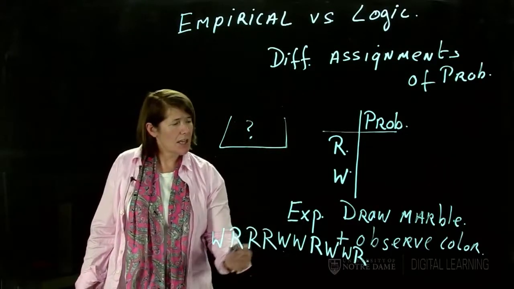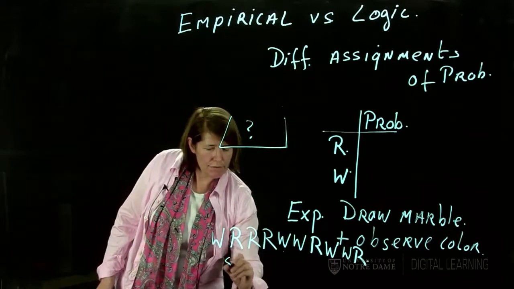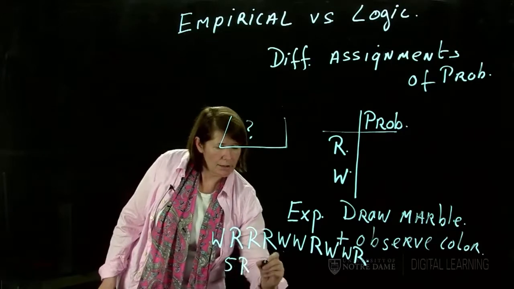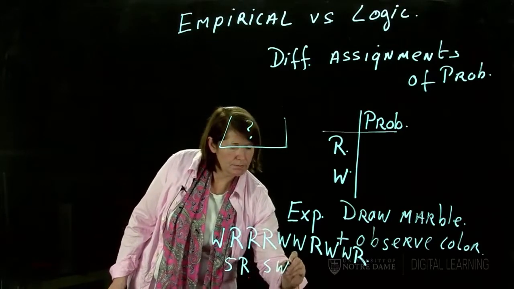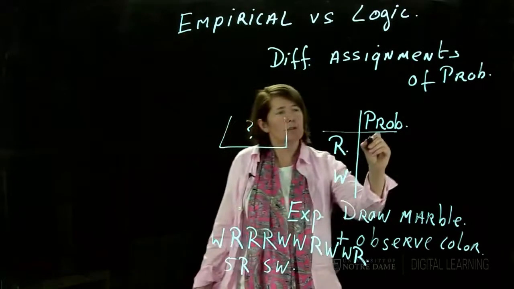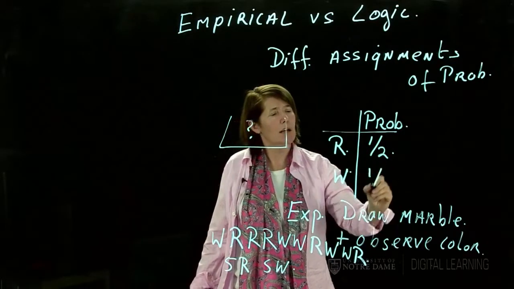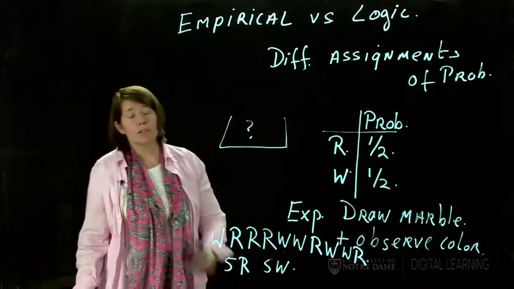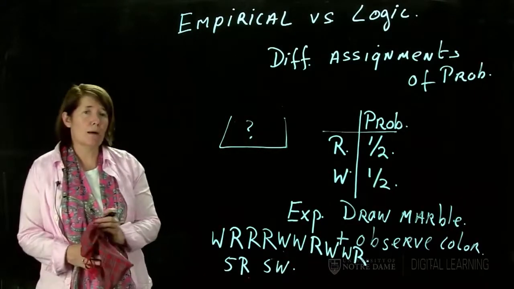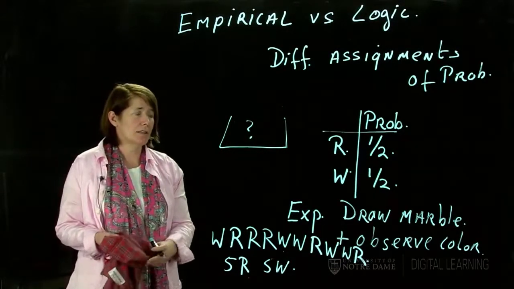So out of these 10 outcomes, I have 5 reds and 5 whites. So I'm going to assign a probability of 1/2 to the red and 1/2 to the white. So as far as I know, there are equal numbers of reds and whites in the bag.